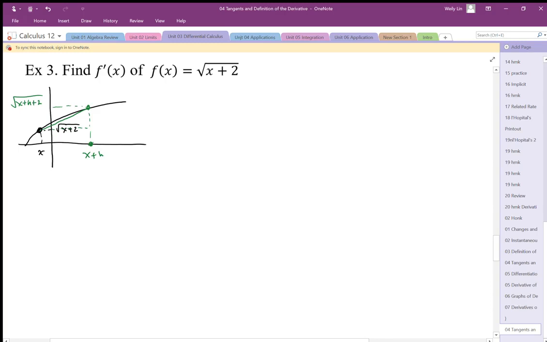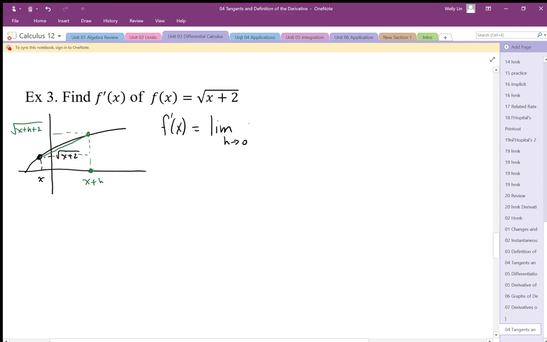So we're going to set this up again as a limit. So f prime is going to equal the limit as h goes to 0. That's my run. The slope ratio is going to be square root of x plus h plus 2 minus square root of x plus 2, and that's all over h.